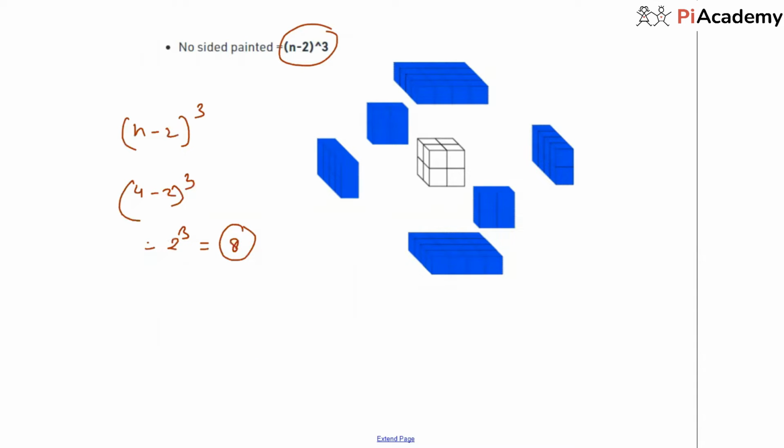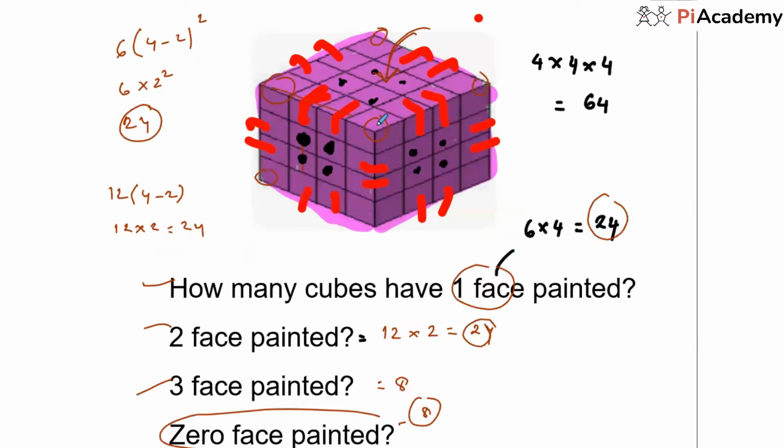Yes. How did you get 4? That's the number of cubes on each. I'm using this for example. Okay. You have, yeah, right. 4 minus 2 whole cube.